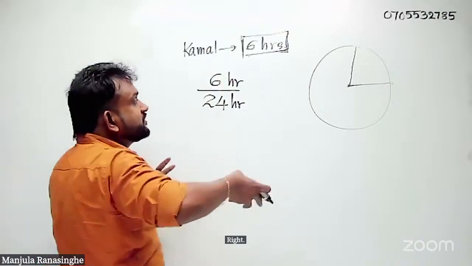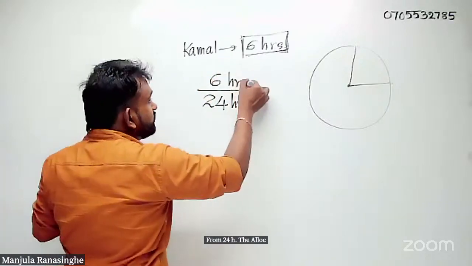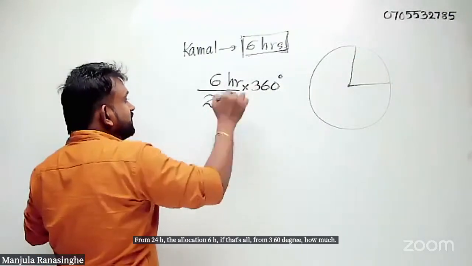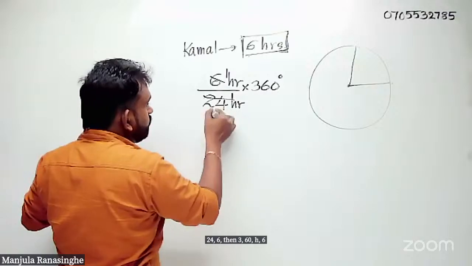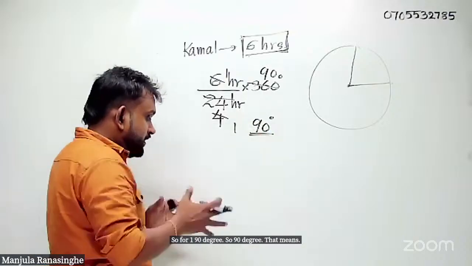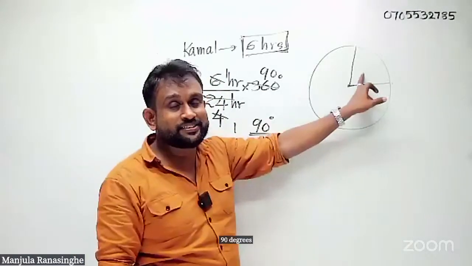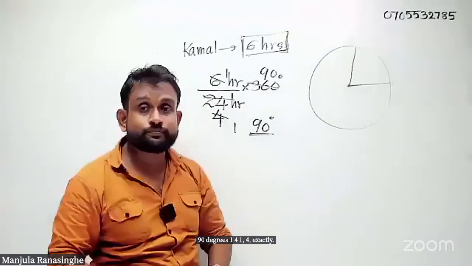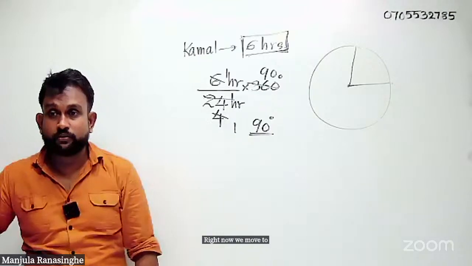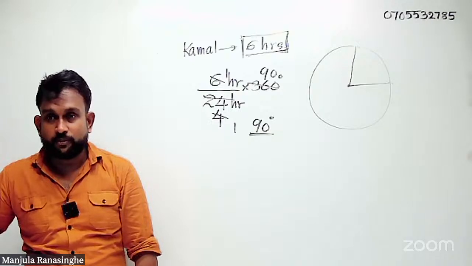From 24 hours, the allocation is 6 hours. If so, from 360 degrees, how much? 24 to 6, then 360 to how much? 360 divided by 4 is 90 degrees. So 90 degrees means exactly one fourth of the whole day is for studies. Right, now we move to the last question.